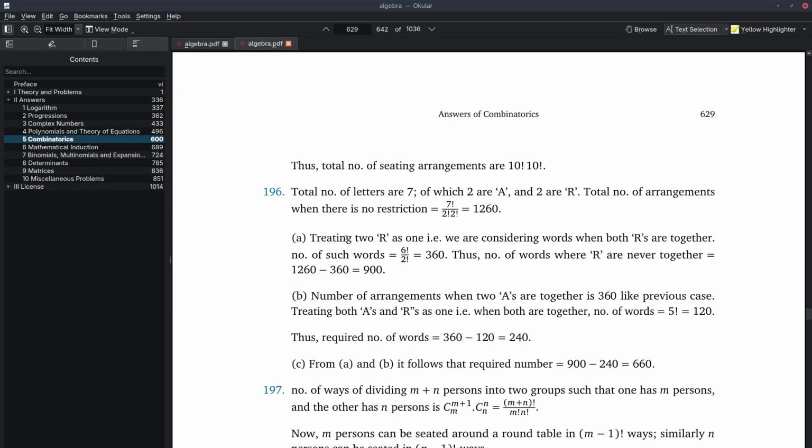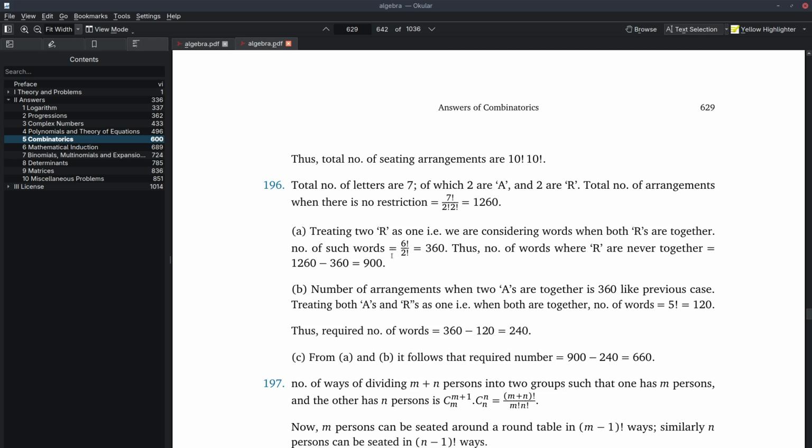Now the first case is when the 2 R's are together. We treat the 2 R's as 1, so the total number of such words would be 6 factorial by 2 factorial, that is 360. The number of words where the R's are never together would be 1260 minus 360, that is 900.